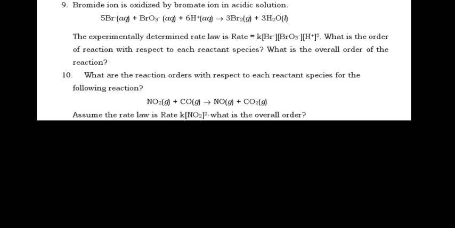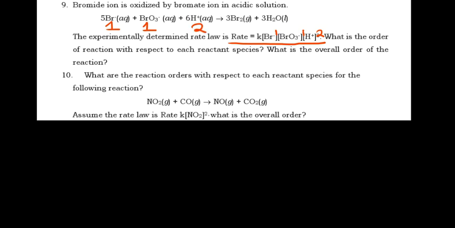Now we're on question 9 and 10, which are very simple and straightforward. So if you look at question 9, we are told bromide ion is oxidized by bromate ion in acidic solution. The experimentally determined rate law is that. So we've been given the rate law. What is the order of the reaction with respect to each reactant species? So the powers are basically the order. So that is 1, that is 1, that is 2. So in respect to the first reactant, the order is 1, second one 1, hydrogen 2. So those are the reaction orders.